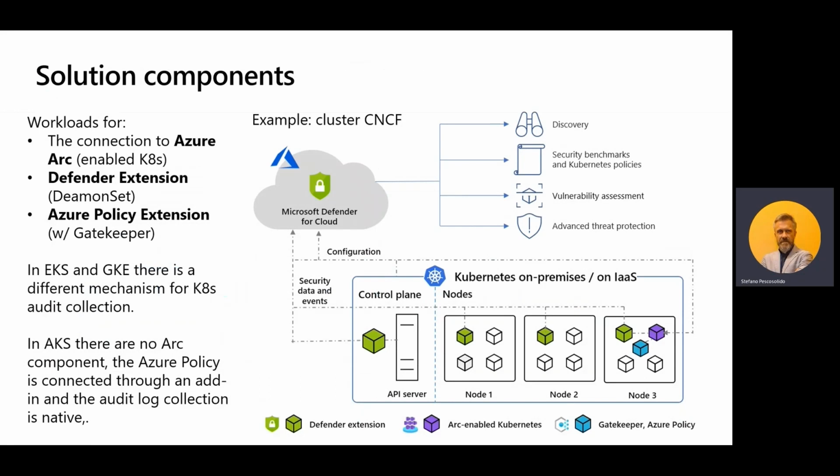In EKS and GKE, there is a different mechanism for the Kubernetes audit collection, depending on the fact that the control plane in that case is managed by the cloud provider. In AKS, not only is that component different, specifically in this case it is native, but it is also evident that there is no need for Arc-related workloads because AKS is running inside Azure. Moreover, Azure Policy is connected through an add-on for the cluster, not as an extension.